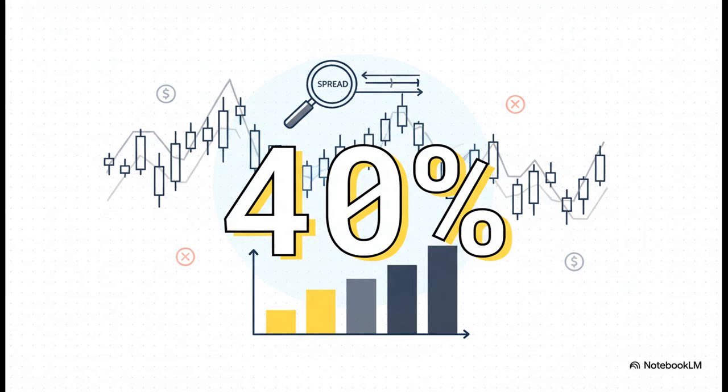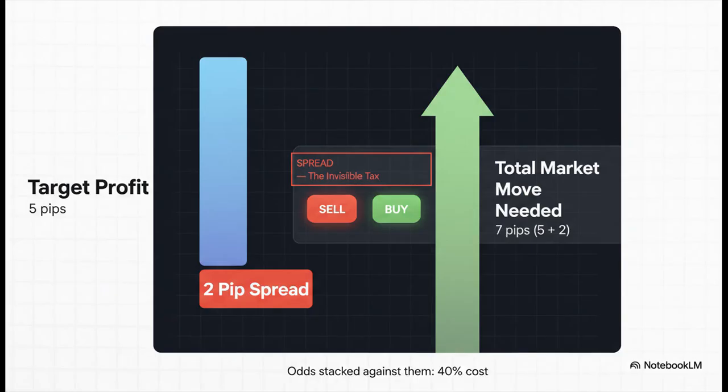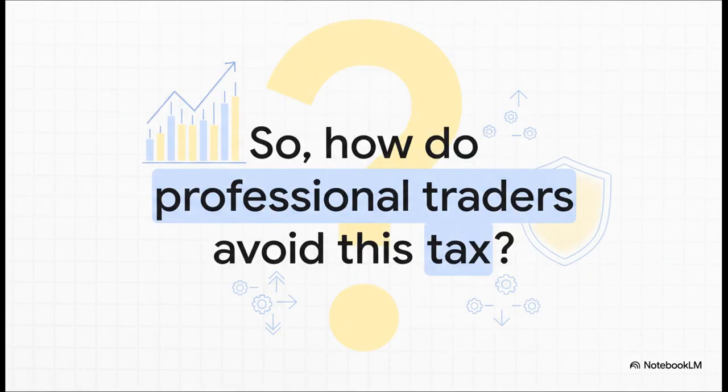You do the math on that. 2 pips out of a 5-pip target, that's 40%. A massive 40% of their entire potential profit is just gone. It vanishes before the trade even gets a chance to breathe. Just let that sink in for a second. You're giving away 40% of what you hope to make right off the bat just for the privilege of opening the trade. That means our scalper doesn't need the market to move 5 pips. They need it to move 7 pips just to hit their original 5-pip goal. The game is rigged against them from the very start.